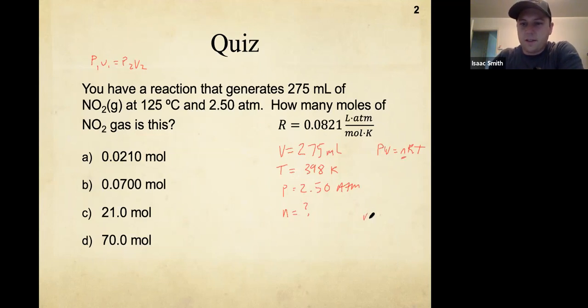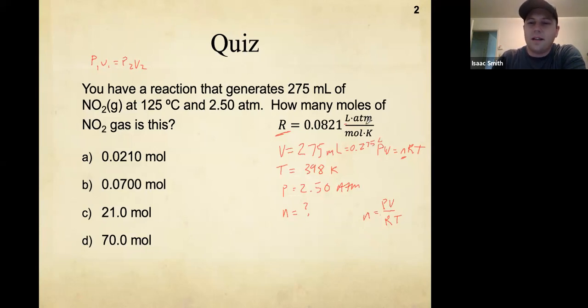and we're trying to solve for n. So we can say n equals PV over RT. We have P, we have V, we have T, and we have R. So we can just plug all the numbers into our calculator. The last thing you want to check before plugging in the numbers is units. R reminds you what units you need. We need liters, and here we have milliliters, so we need to convert this to 0.275 liters.